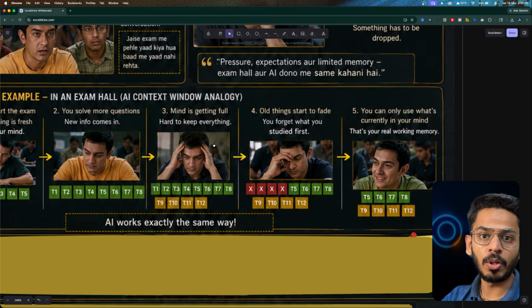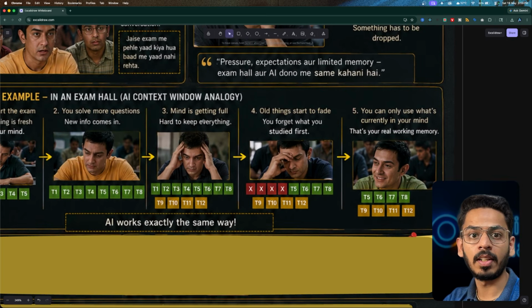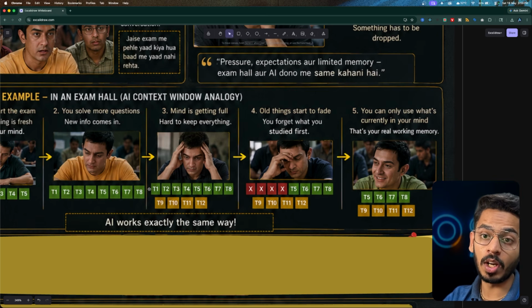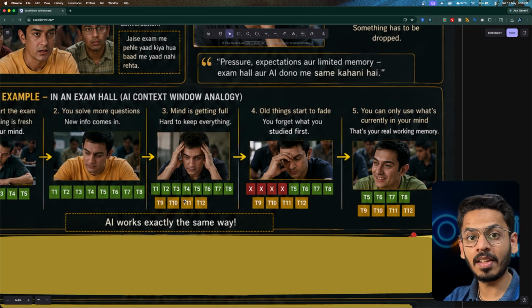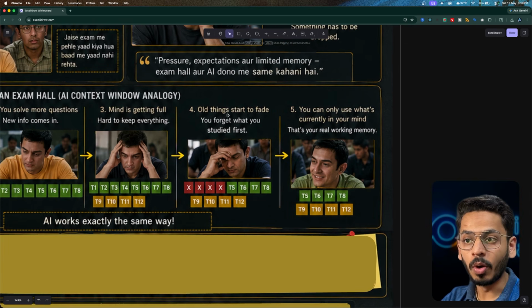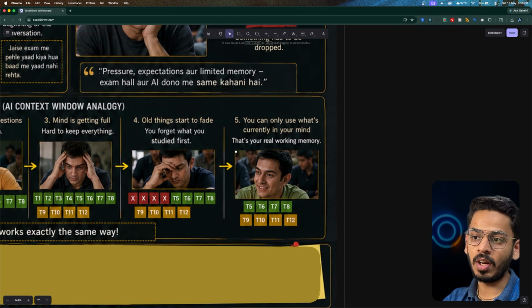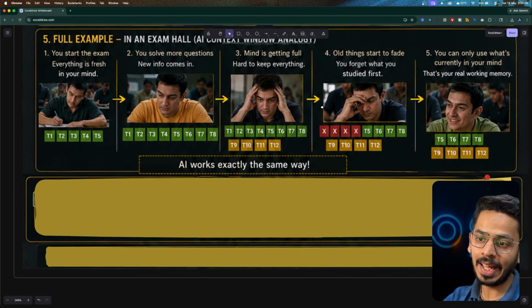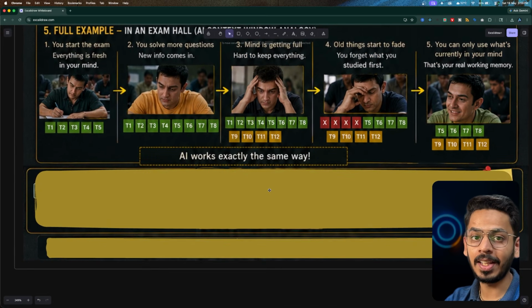Now at a certain point of time, the mind is getting full. It is very hard to keep or remember everything. So what you do is you forget the older ones and try to inculcate the newer context, or the newer tokens, or the newer information that you are getting from the exam paper. So older things start to fade and you forget what you studied first. Once you are done with that, you can only use what's current in your mind. That is your real working memory. So AI here works exactly the same way.